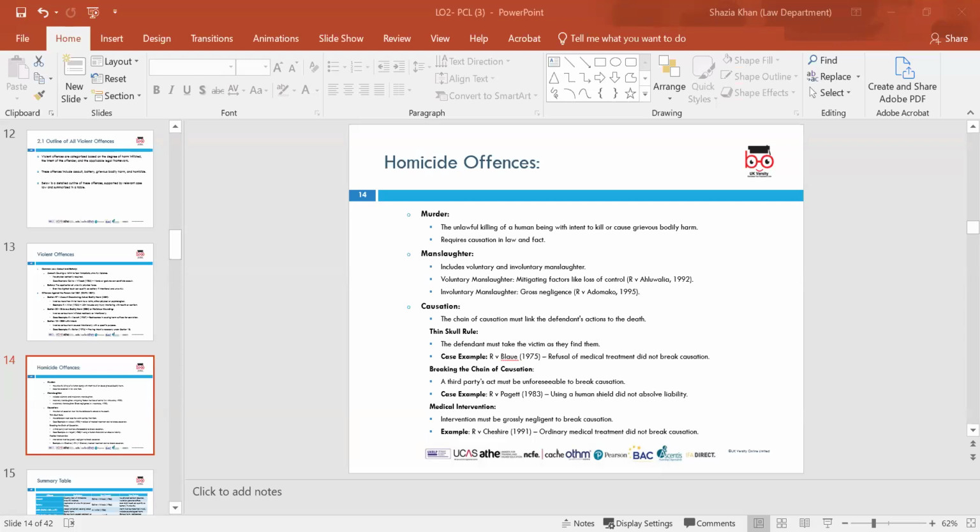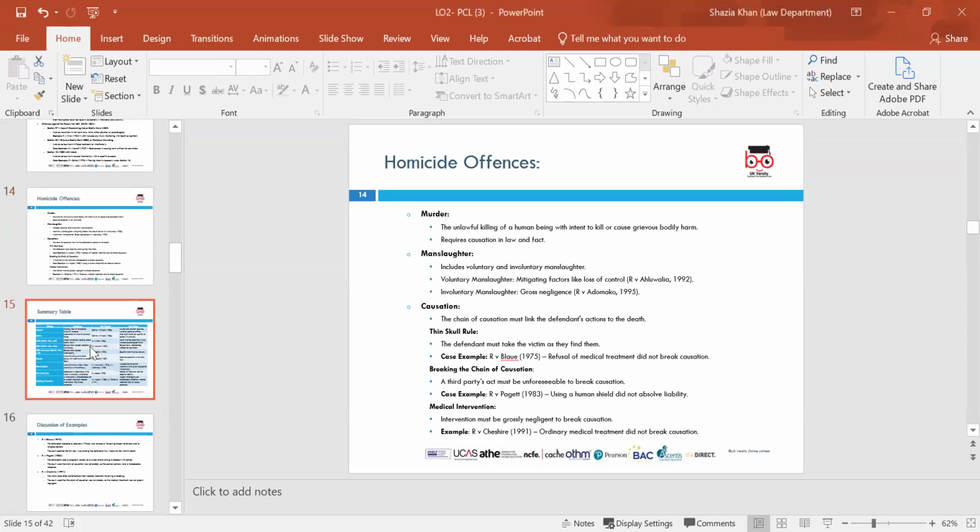And then you've got elements of diminished responsibility, causation. You've got the thin skull rule, which is a case example of Blaue, 1985, refusal of medical treatment did not break causation. We looked at breaking the chain of causation in learning outcome 1, and the example is R v Pagett, 1983, using a human shield did not absolve liability, and medical intervention, the case of R v Cheshire, 1991, ordinary medical treatment did not break the causation.